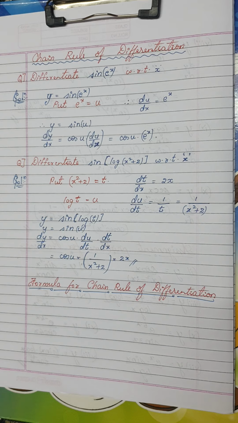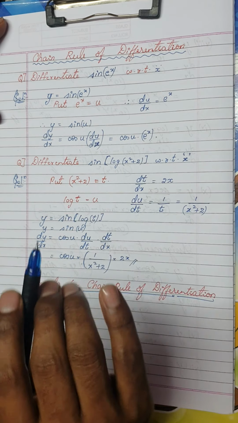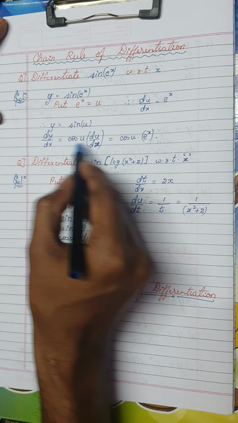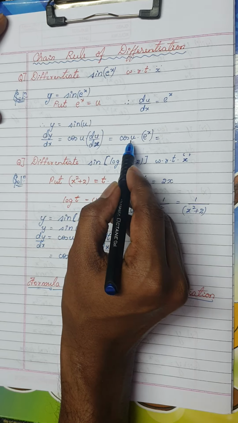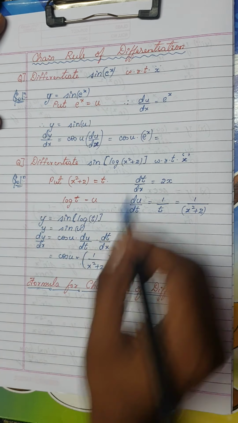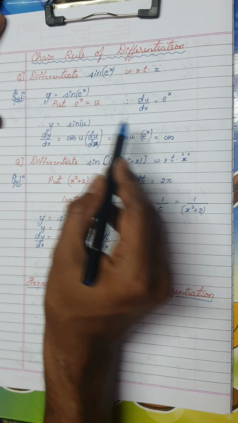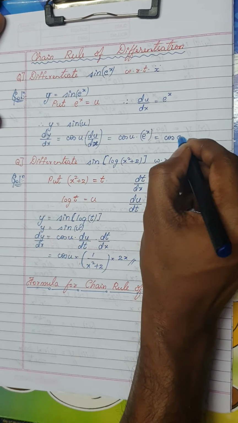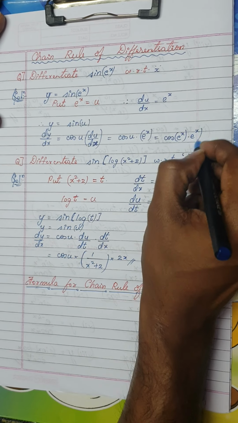Friends, before I go into the formula for the chain rule of differentiation, I want to clarify one thing for you. In this question, I told you it is cos u into e power x. Remember, you cannot keep the function in terms of u or v or any substitution we have dealt with. You should always replace back the terms. Now I had considered u as e power x, so the derivative of sine e power x is cos of e power x into e power x.